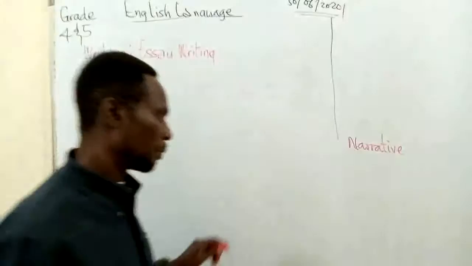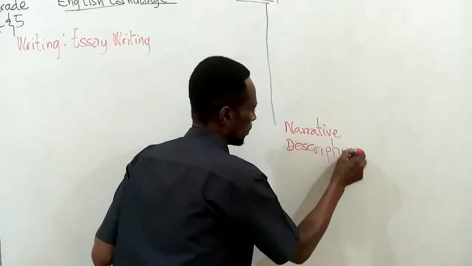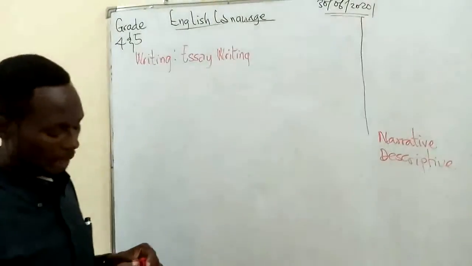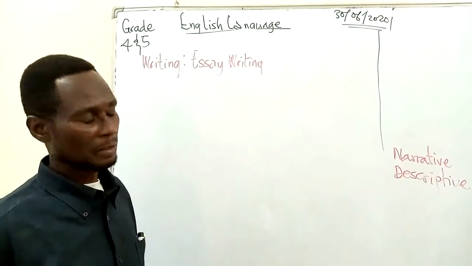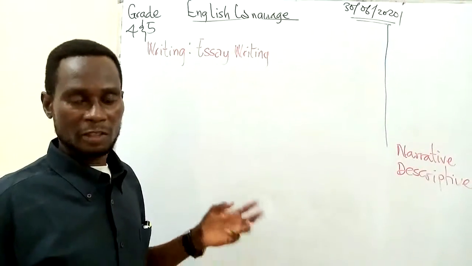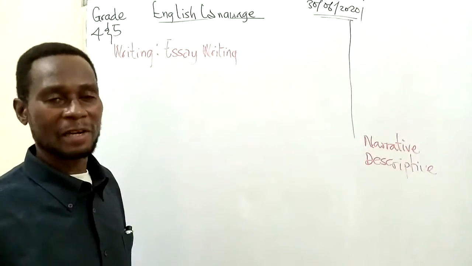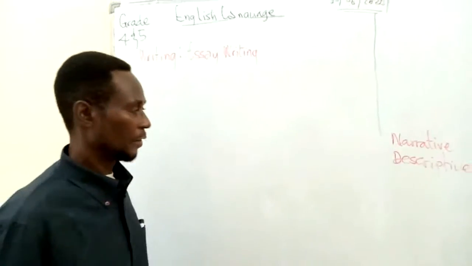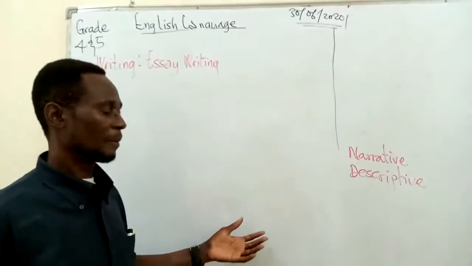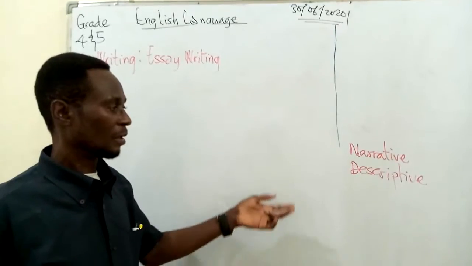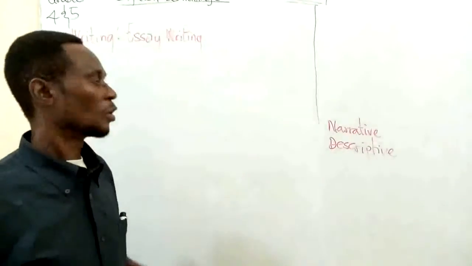Alright, so it could be descriptive. Descriptive has to do with describing an event, describing a person, describing a thing. Describing an event like a wedding, describing a person like if I asked you to describe your friend, I know you have a very close friend. There's no way you're not going to have a very close friend. Or I asked you to describe how your mom's kitchen looked like. So it could be descriptive.